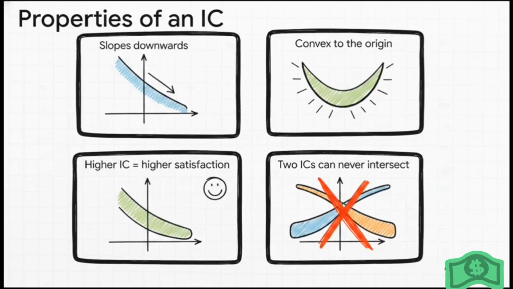Second, it's convex to the origin. We'll see why in a second. Third, a higher curve is always better because it means you're getting more stuff, so more satisfaction. And finally, two curves can never ever cross. That would just not make any logical sense.